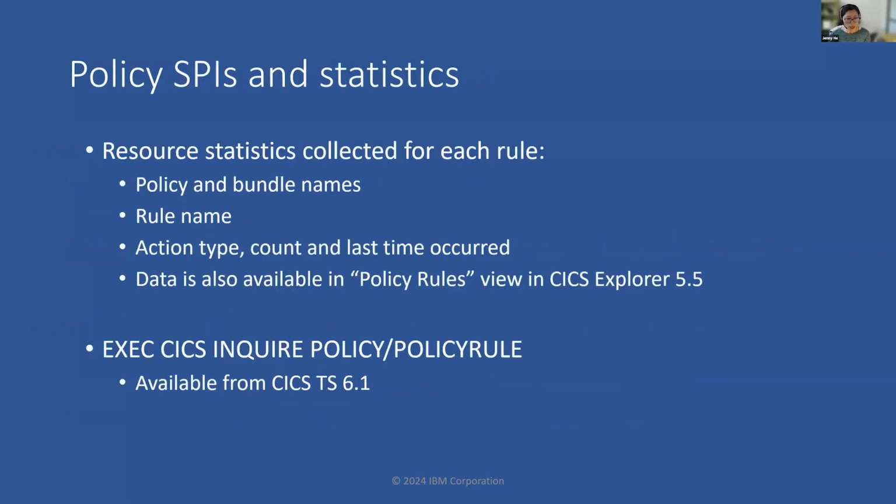Lastly, I'd like to mention there is a set of tools for CICS system admins to know what policies are available in the CICS region, and also how many events, for example, have been emitted because of a certain policy rule. So you can look at the resource statistics on policy, on the rule, on what the action is, how many times the action has happened, and when was the last time that action happened. So that's available there.